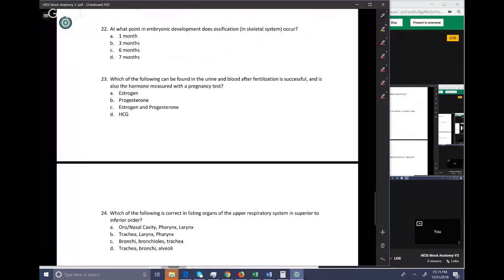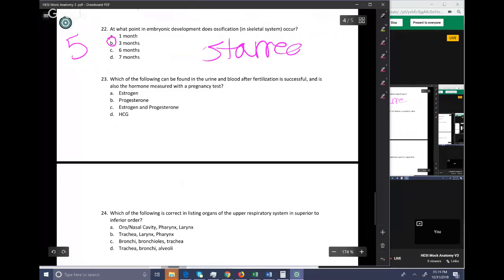At what point in embryonic development does ossification in the skeletal system occur? That is at 3 months. You have a chart in your Anatomy 5 class, and some of the things are starred. You just need to know the ones that are starred. Don't even bother with the ones that aren't, other than reading through it once just for some context. Out of all the ones that are starred, which is only a few, ossification is the most common question, in my opinion, that I see my students get. So you definitely want to know, if you know anything about that embryonic chart, start with ossification is at 3 months. Then you can move to a couple of the others, like when you get alveoli and stuff like that.